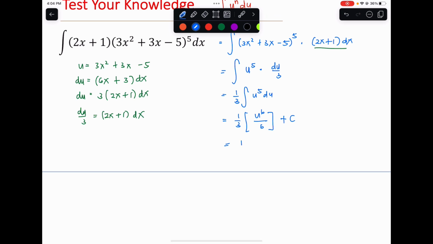Or 1 over 18 u raised to 6 plus c, or 1 over 18. So u is 3x squared plus 3x minus 5, raised to 6 plus c. So 1 over 18 times 3x squared plus 3x minus 5 raised to 6 plus c. So that will be our final answer.